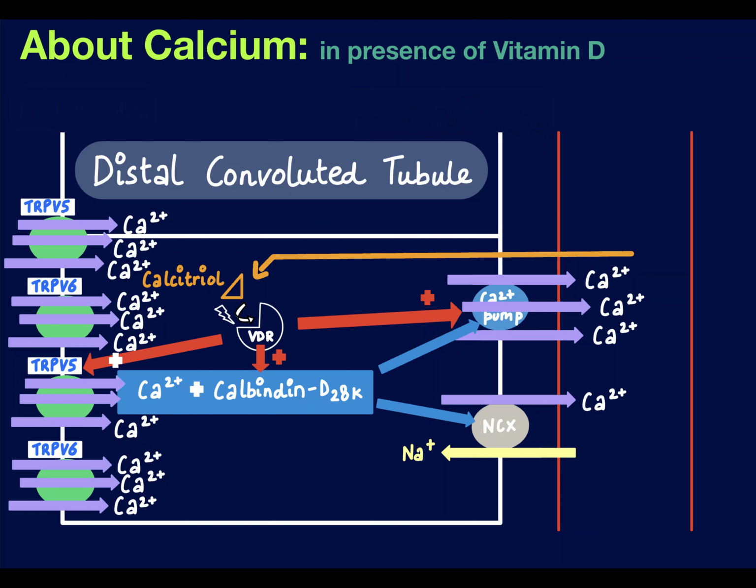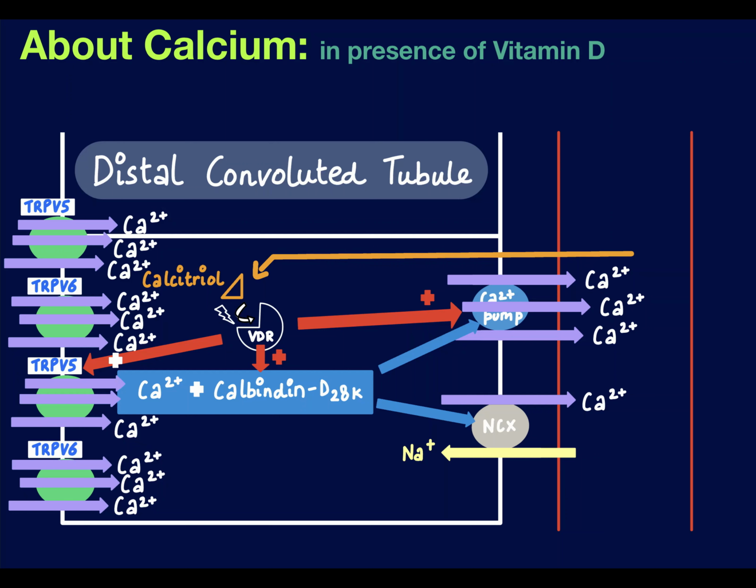And this effect is very logical because a lot of calcium is entering from the lumen of urinary tubules into the distal tubular cells. Therefore, these basal pumps like the calcium pump and NCX need to be hyperactive to transport this excess calcium out of the distal tubular cells into the blood.